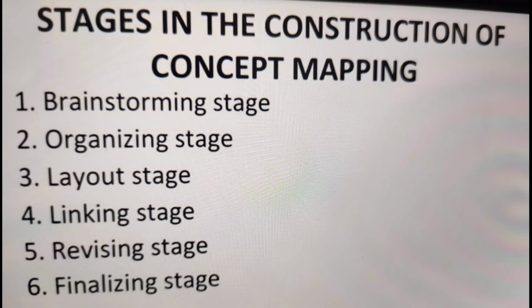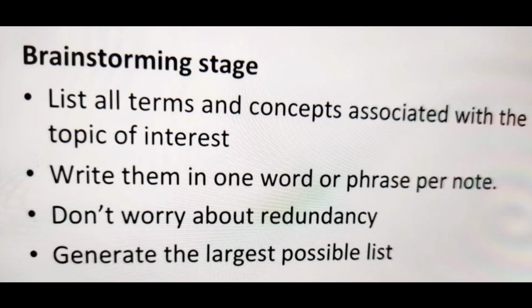First we will see the brainstorming stage, that is the first stage of concept mapping. Here we list all the terms and concepts associated with the main topic of interest, write them down in one word or phrases, and then here we should try to generate the largest possible list of all the knowledge about that particular concept. Here we don't have to worry about the repetition or redundancy of what we are writing, but we are writing the possible largest list here.